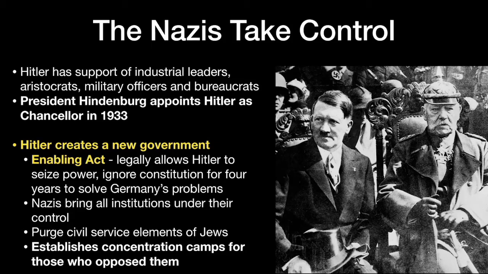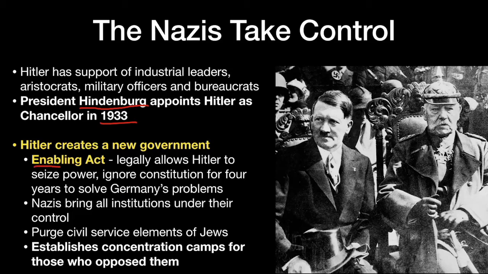So by the time we get to 1933, the president of Germany, President Hindenburg, appoints Hitler as the chancellor. Now, this is where Hitler makes his move. He, in a sense, takes the power from the president and reshapes it in a way to where he is now up at the top of that food chain.